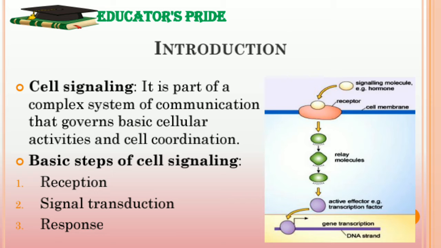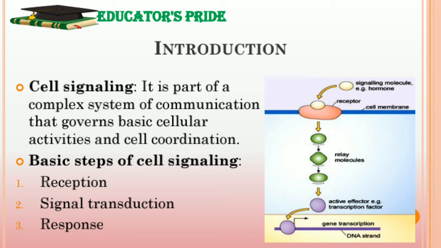Cell signaling is part of a complex system of communication that governs basic cellular activities and cell coordination. So, cell signaling is all about communication between different groups of cells and tissues, how one group of cells informs another group of cells what to do. There are three basic steps of cell signaling.